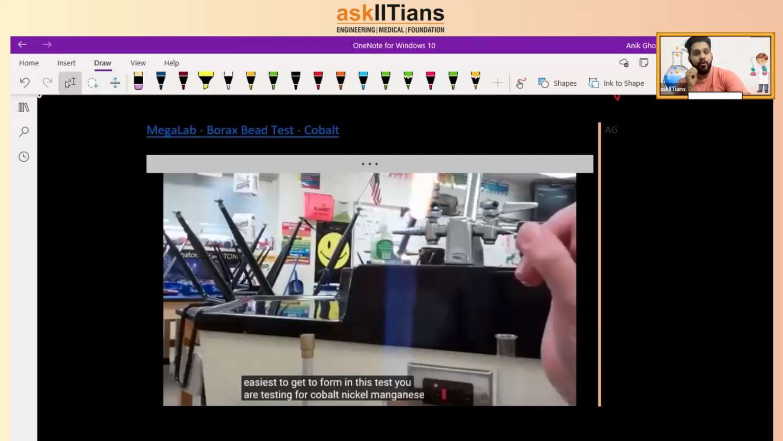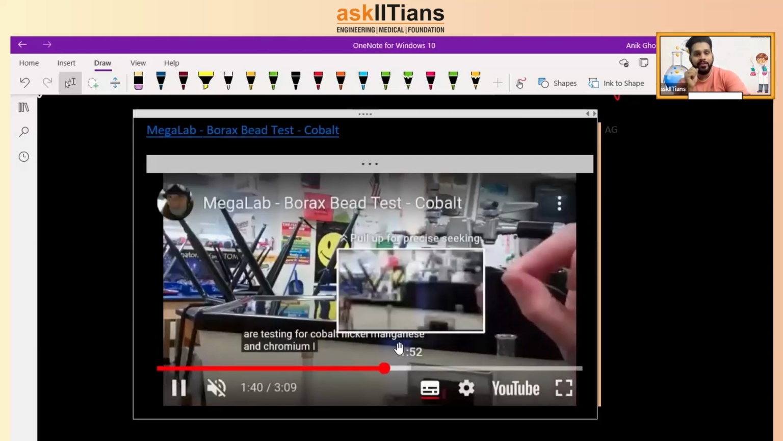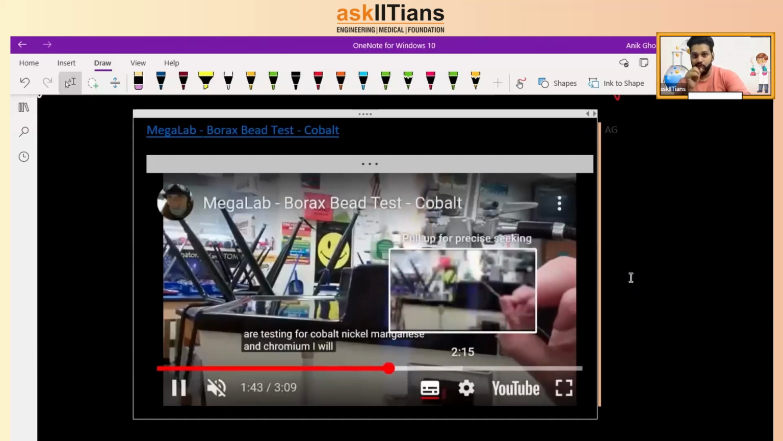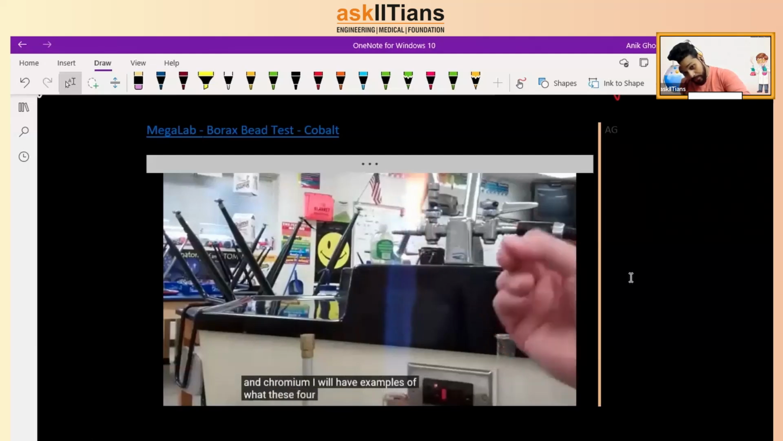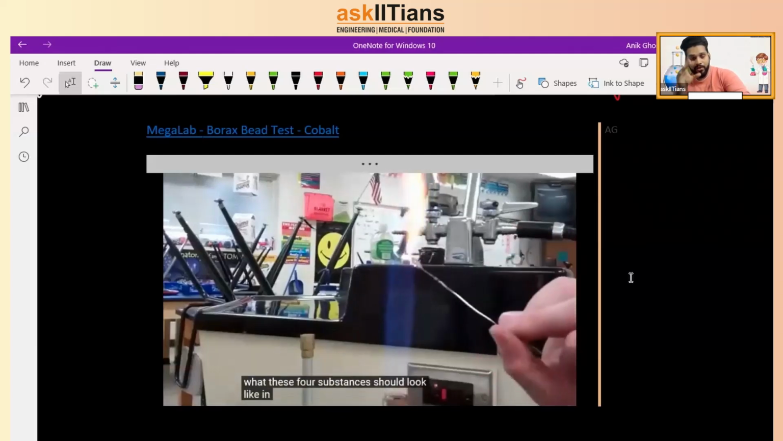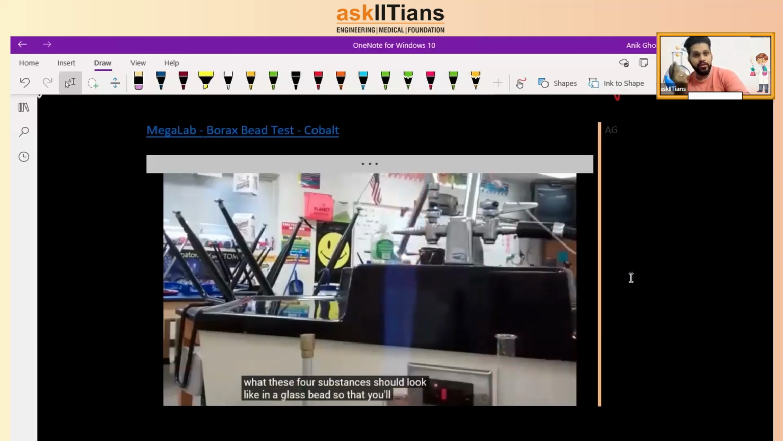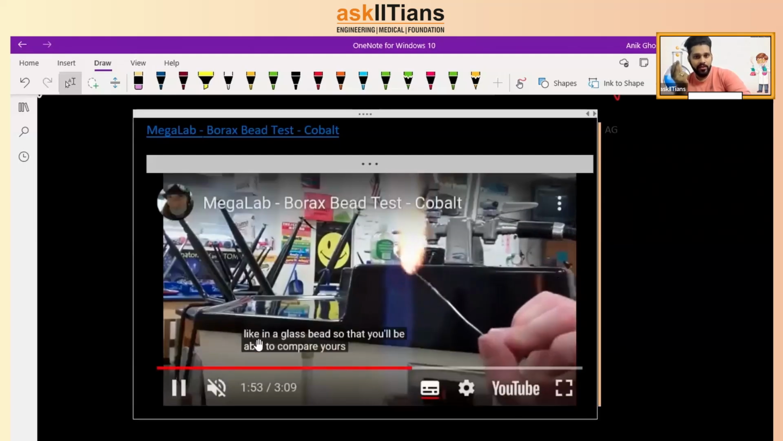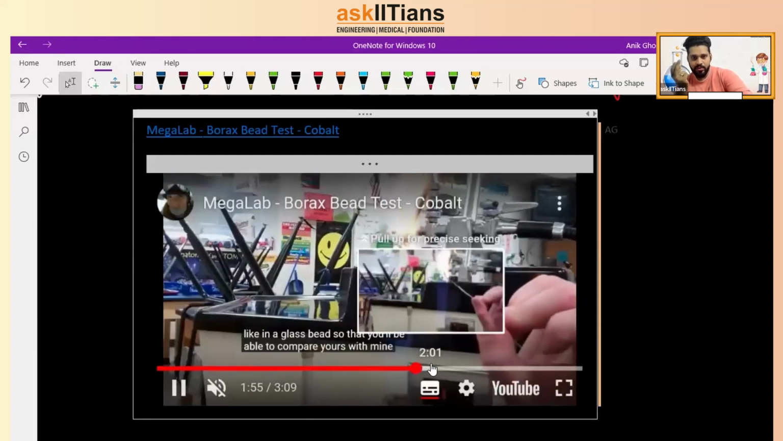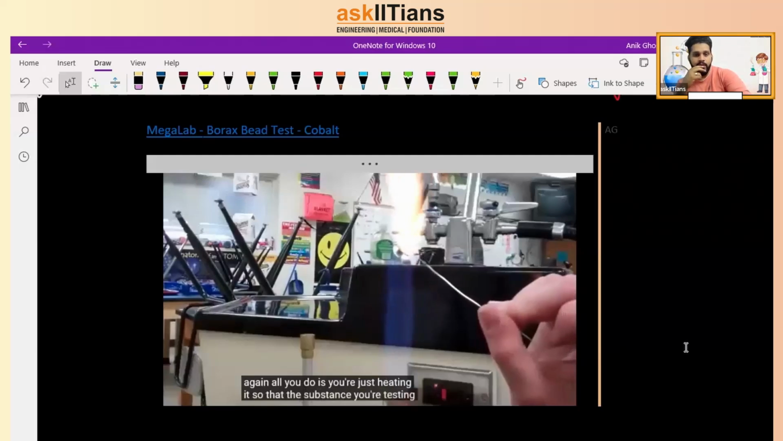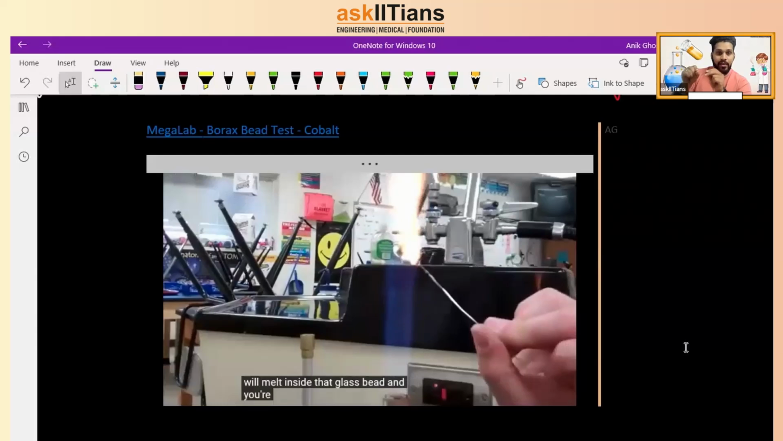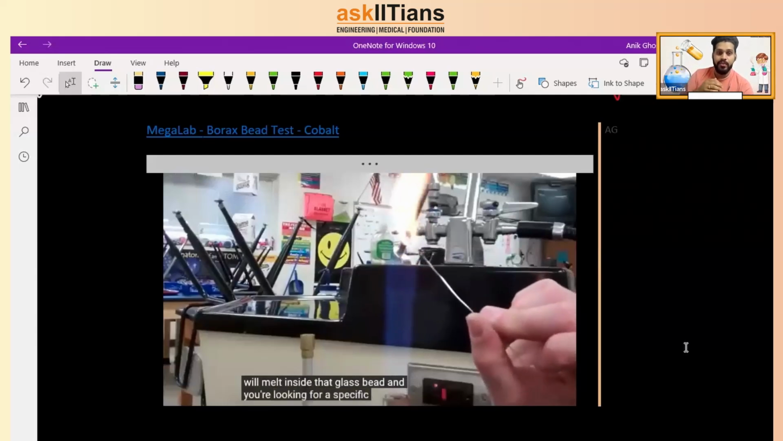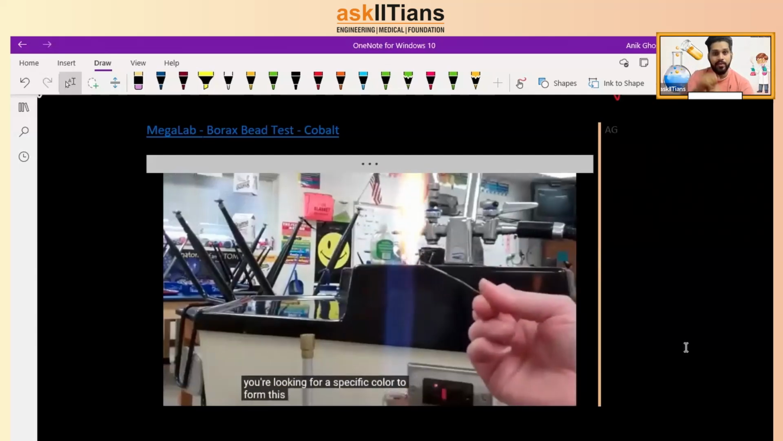Then for which elements do they do this? Cobalt, nickel, manganese, chromium, copper also we use this. See what they are going to do. They are going to use one example, one of the unknown salts. I'm going to skip a little bit ahead. They are going to take the salt, touch it against the borax bead, and keep on heating it.